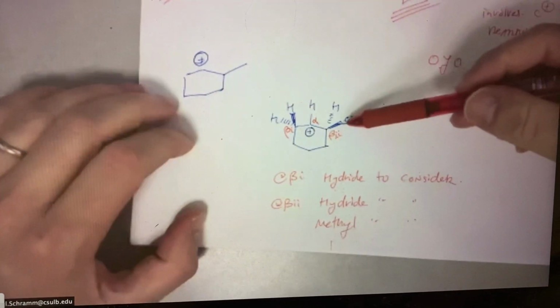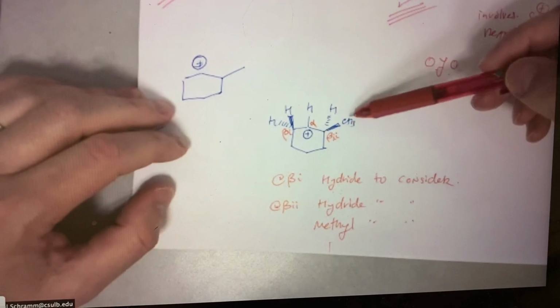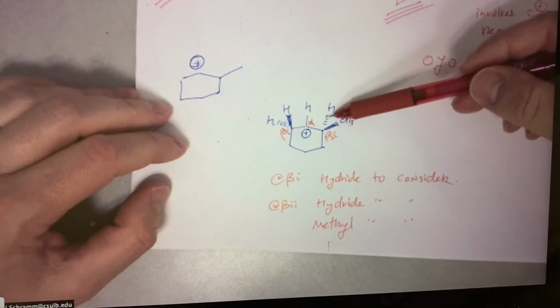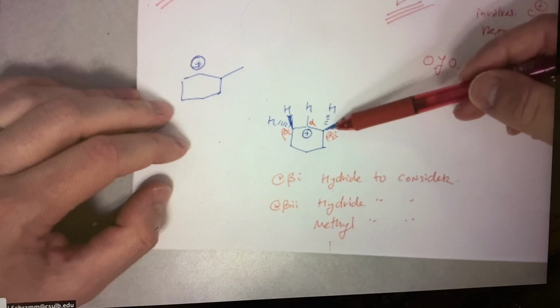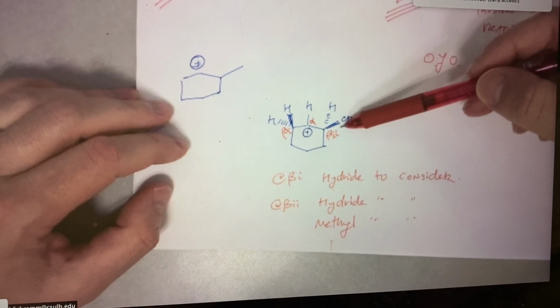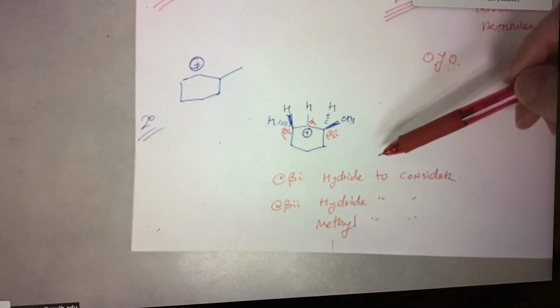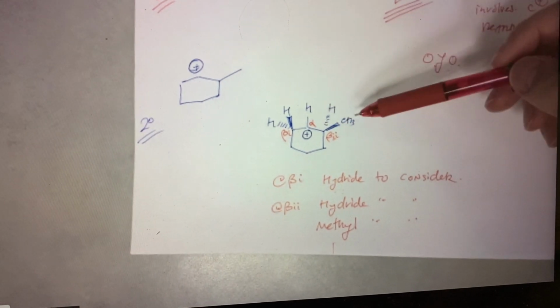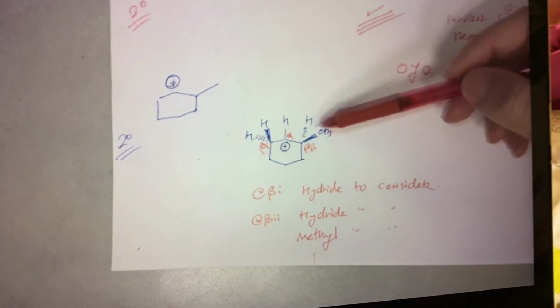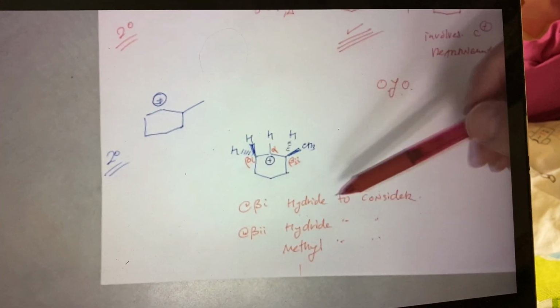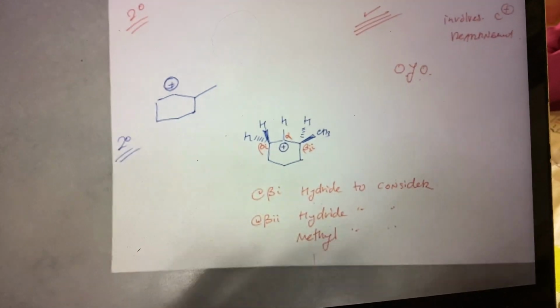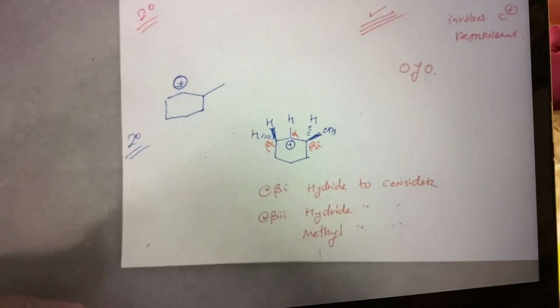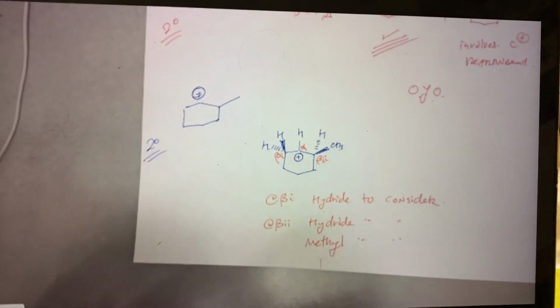At the beta 2 position, we have two sources of electrons. We have this hydride bond, and we have this methyl bond. In the last example we were working on, we moved a methyl group. We could also move a hydride here. So there are actually three choices of things that we could move.